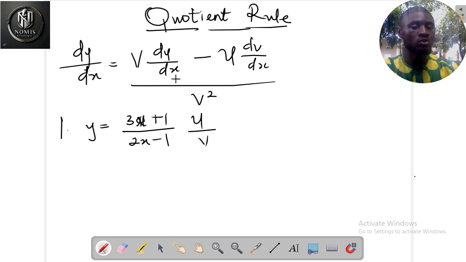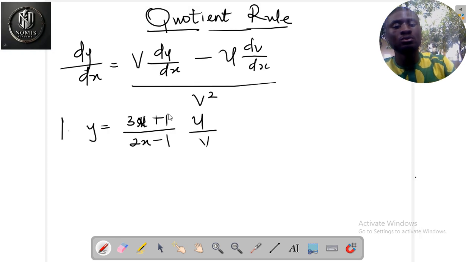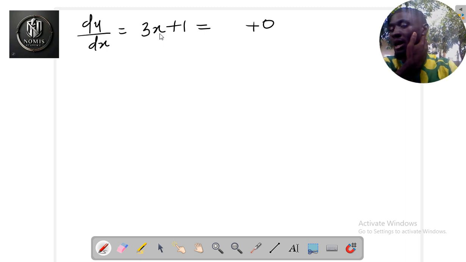The first thing we need is du/dx. Now what is our u? Our u is 3x plus 1. When you differentiate 1, it gives you 0, right? And when you differentiate 3x, the 1 comes down, 1 times 3, and x raised to the power of 1 minus 1 is x to the power of 0, which is 1. So 3 times 1 is just 3. So du/dx is equal to 3.